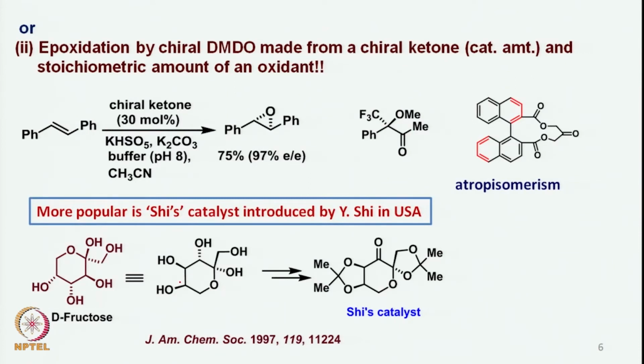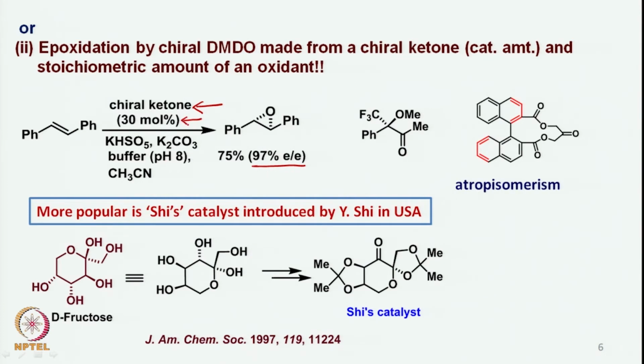What is the other way of doing chiral epoxidation? You can start with a chiral ketone. As I discussed earlier, the chiral ketone can be utilized in a small amount, like for example in this case, conversion of this stilbene to the corresponding stilbene oxide in 97% enantiomeric excess under these conditions, where the chiral ketone is used, which is only 30 mole %.